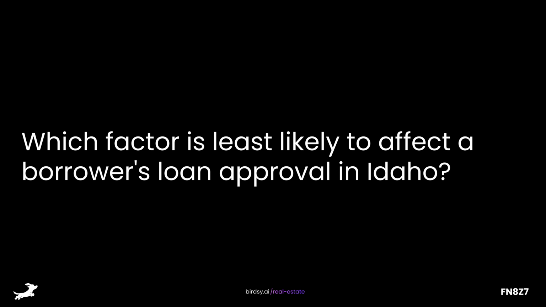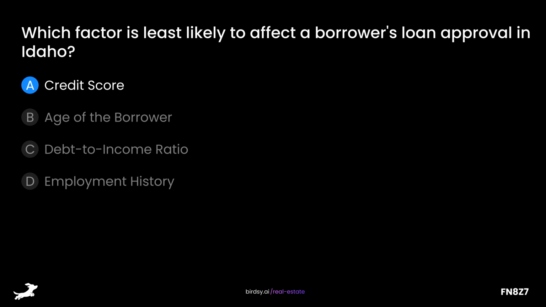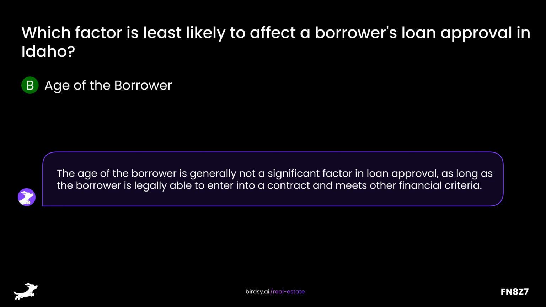Which factor is least likely to affect a borrower's loan approval in Idaho? Is it A, credit score? B, age of the borrower? C, debt-to-income ratio? Or D, employment history? The answer is B, age of the borrower. The age of the borrower is generally not a significant factor in loan approval, as long as the borrower is legally able to enter into a contract and meets other financial criteria.